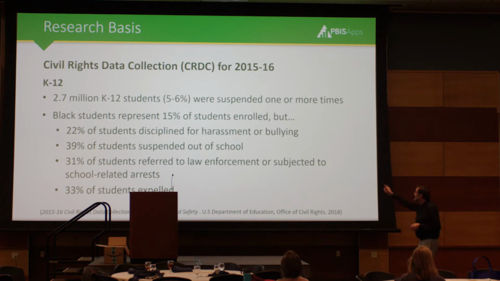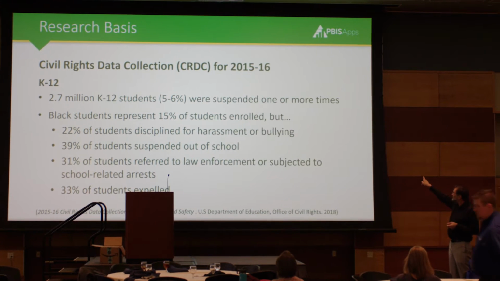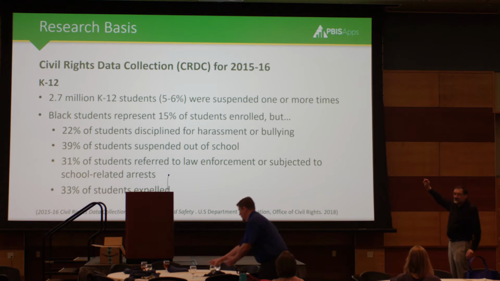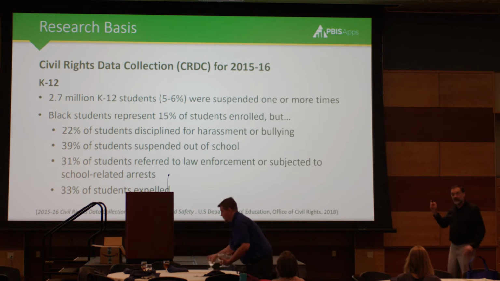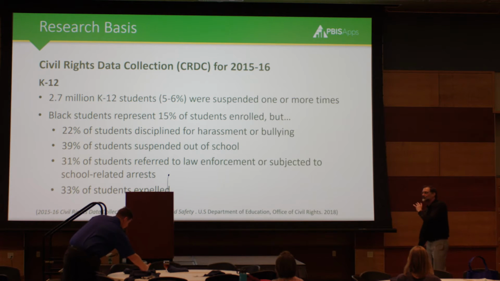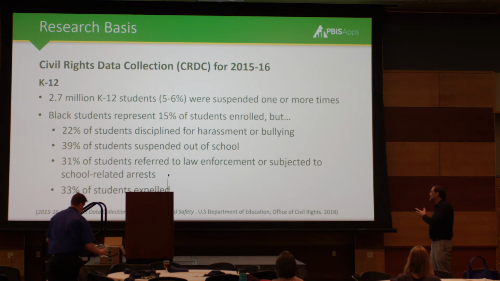We can look at that same data from the most recent one. They collect this every 2 years. Right now they're looking at the 17-18 data, and it'll be released next year. But when we released this earlier this fall, the 15-16 data showed 2.7 million, hey, that's 100,000 better. We're making progress. So 5 to 6% were suspended one or more times.